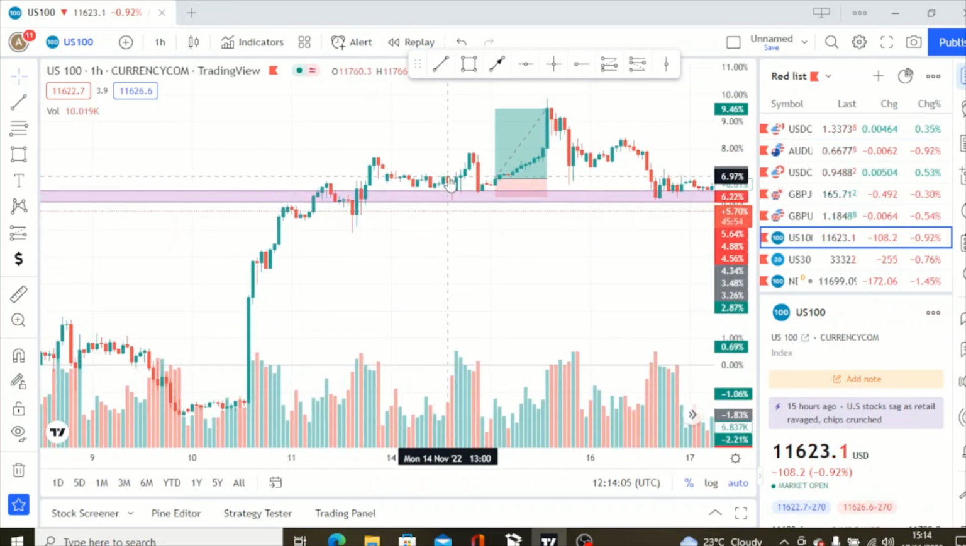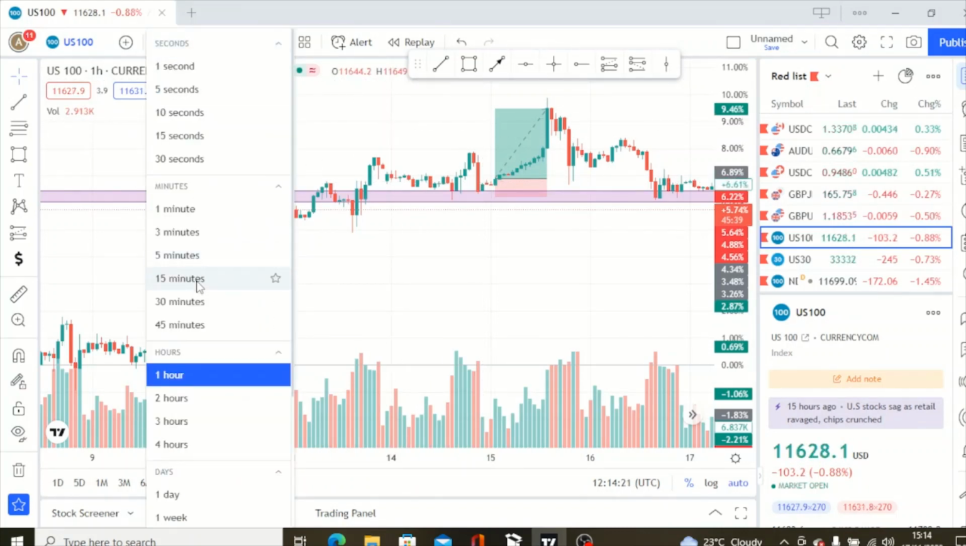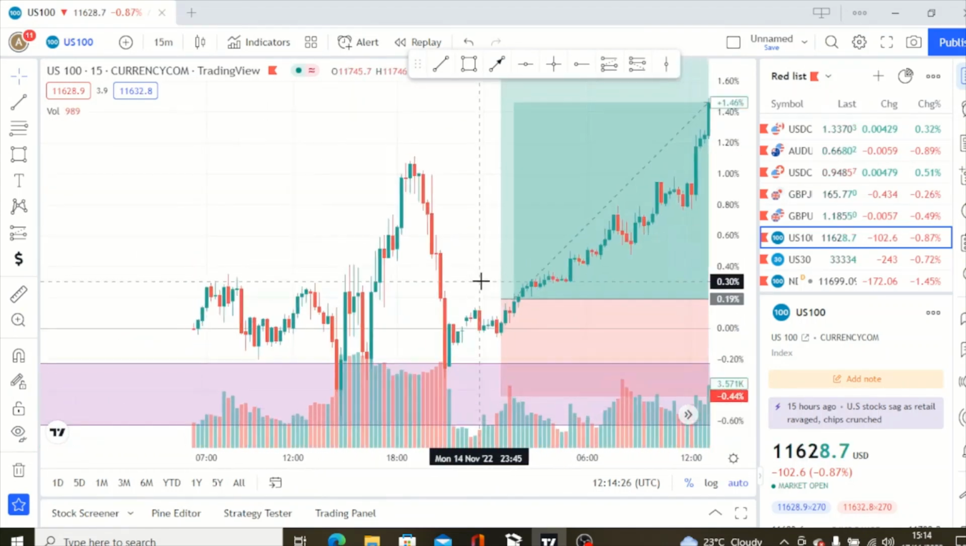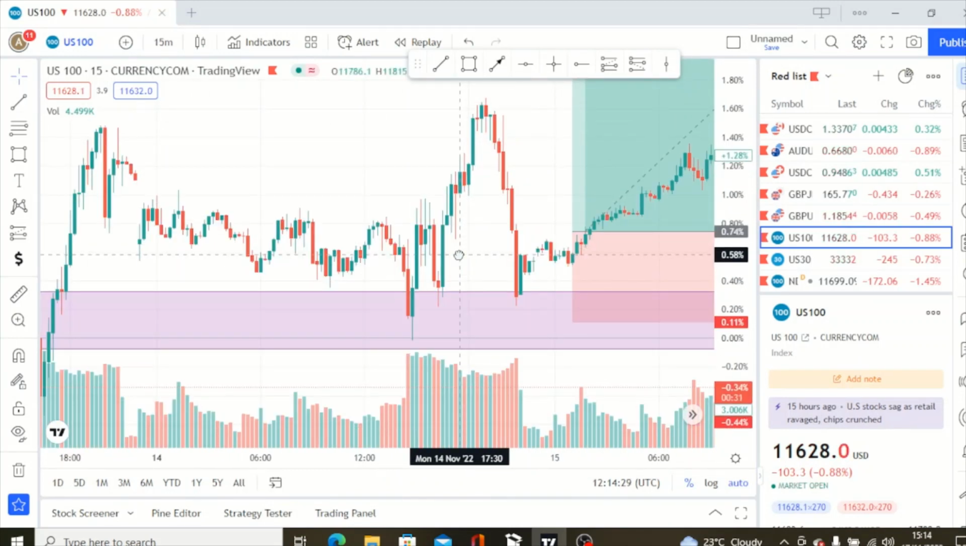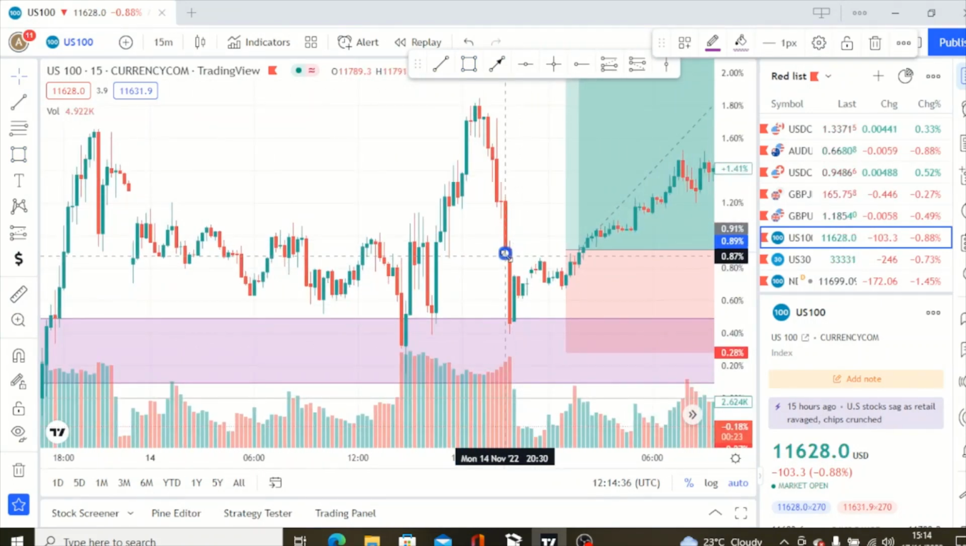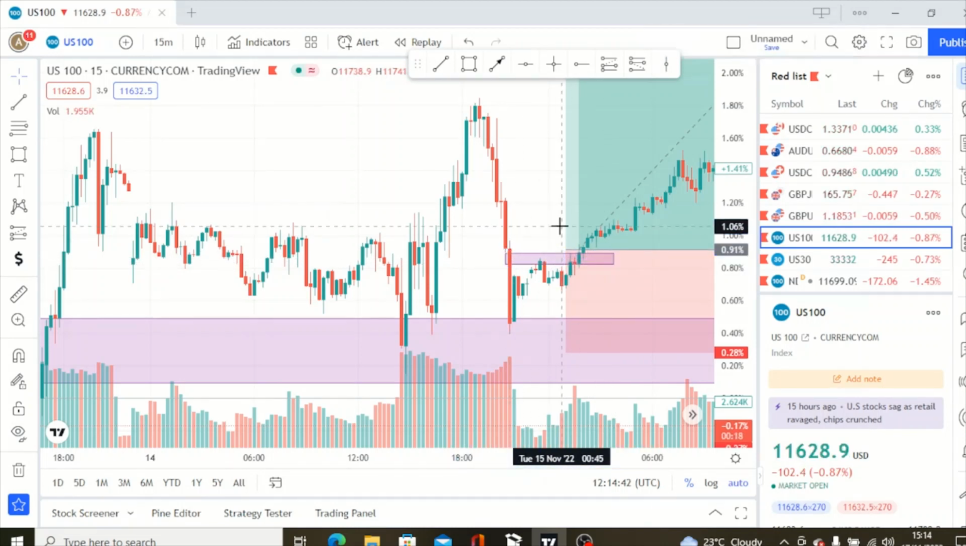So price creates a level, respects that level. When price respects this level here, you could have taken your first trade there, but I wanted to confirm that this is a strong level. Don't just enter. I went down to my 30 minutes time frame, now to my 15 minutes time frame. You guys see, that's the consolidation, right?